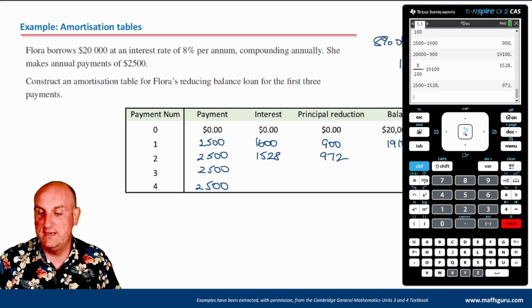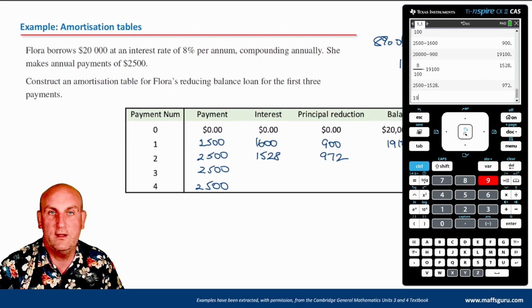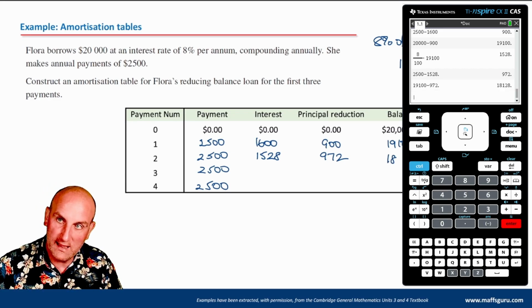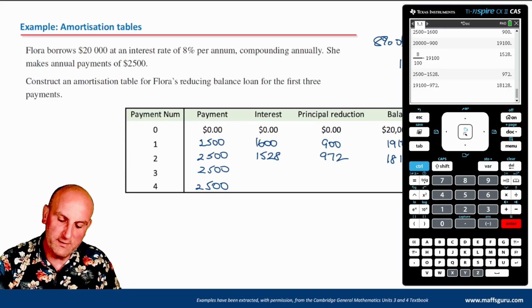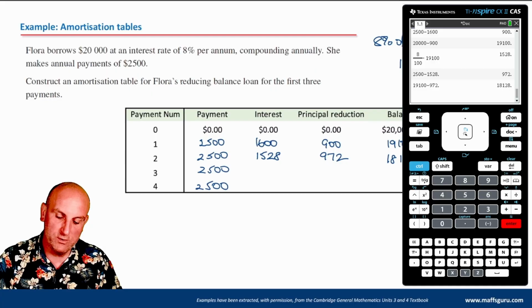Right, that's my principal reduction. So my previous balance was $19,100. I'm now going to subtract the $972 to give me 18,128.00. Oh, nice. Notice how, because my interest rate has reduced, I'm starting to pay off more of my loan. We like that, thank you very much. What have I got to do now?